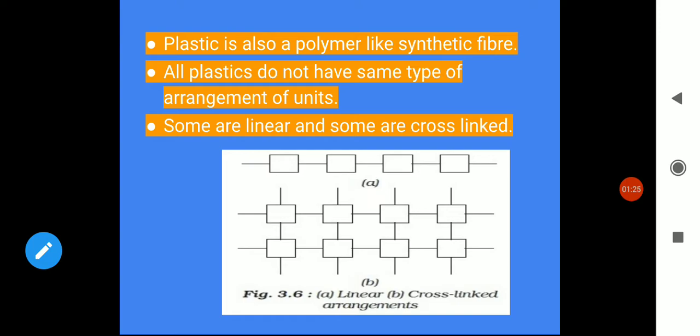So this plastic is also a polymer like the synthetic fiber. All these plastics do not have the same type of arrangement. The polymer linkage is not the same for all plastics. In some plastics it is linear. Linear means in a straight line. In some plastics it is cross-linked. You can see in the image, some are linear and some are cross-linked arrangements.